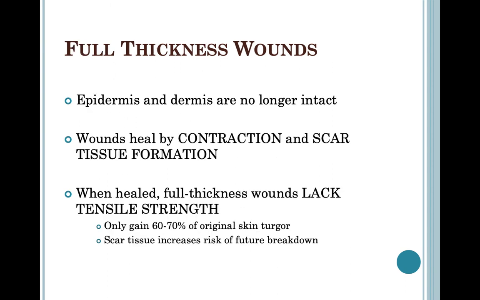In full thickness wounds, the epidermis and the dermis are no longer intact. Full thickness wounds heal primarily through contraction and scar tissue formation. For us, in terms of prevention of recurrence, we need to keep in mind that when a full thickness wound heals, it will lack its original tensile strength. What this means is that the wound will only regain approximately 60 to 70% of its original skin turgor, which then places that patient at risk of future skin breakdown. So our plan of care should include steps to protect that delicate skin so that the person doesn't get a wound in the future at the same site.